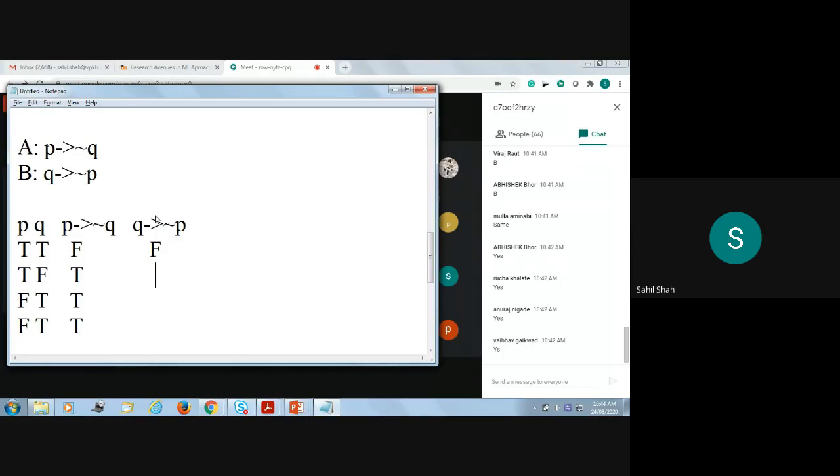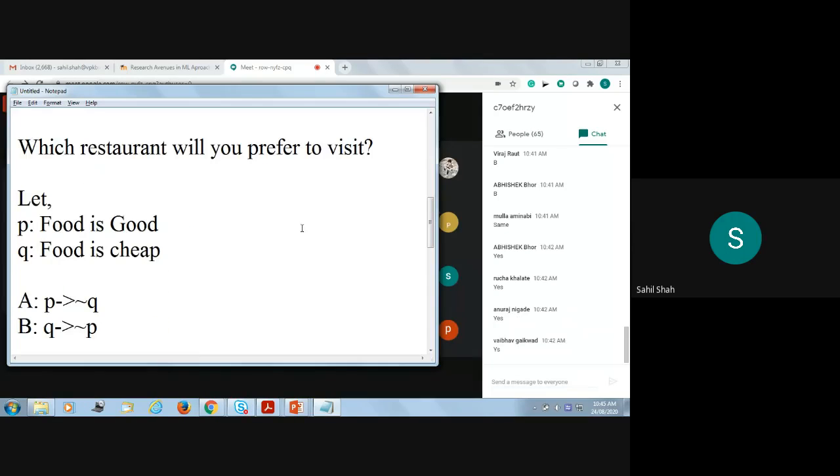False, false, true. True, true, true. True, true. What is this? We are getting one and the same value. That means P conditional negation Q is logically equivalent with Q conditional negation.